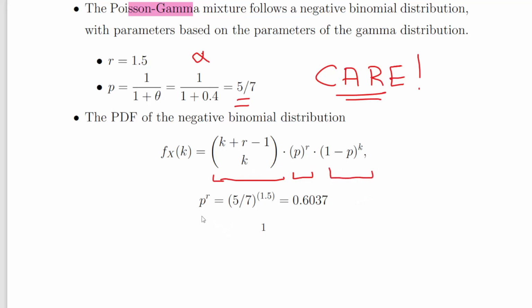Now p to the power of r, this term here, is going to appear a lot. I shouldn't have erased it, but it's going to be consistent the whole way through. So I'm going to treat this as a coefficient.